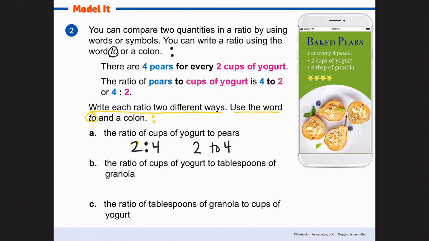Now the next thing we're going to look at is the ratio of cups of yogurt to tablespoons of granola, which is here, 6. And then I can write it again, 2 to 6. And then the last one we're looking at asks us for the ratio of tablespoons of granola, so that's first, to cups of yogurt, 2.